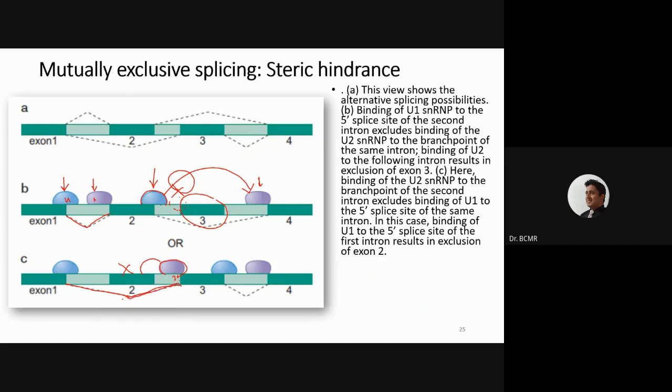Okay. Again, the question can come: yeah, there is no problem in binding here, isn't it? But there will be many other factors that are involved that we can explore if we require more. But for our understanding, we should try to know what is mutually exclusive splicing.